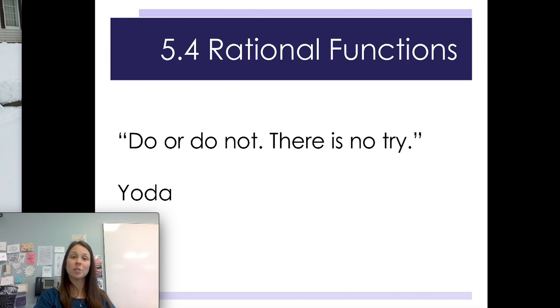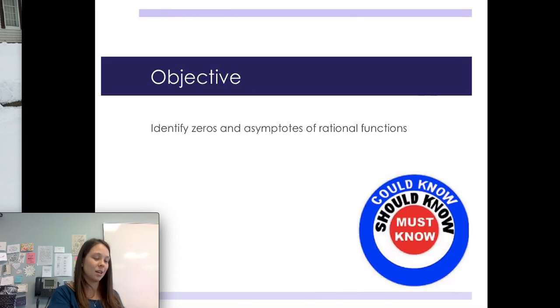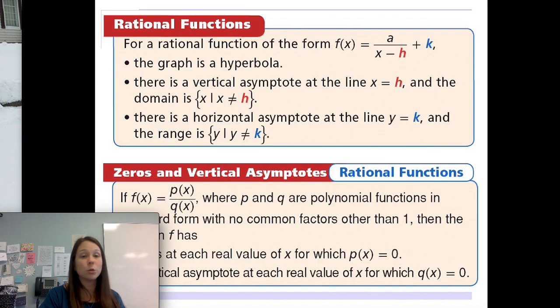Hi ladies and gentlemen, so today we're taking a look at part 1 of 5.4 rational functions. So the objective for today is to identify zeros and asymptotes of rational functions when they're in a specific form. So there are two types of rational functions, or two ways rational functions could be written.